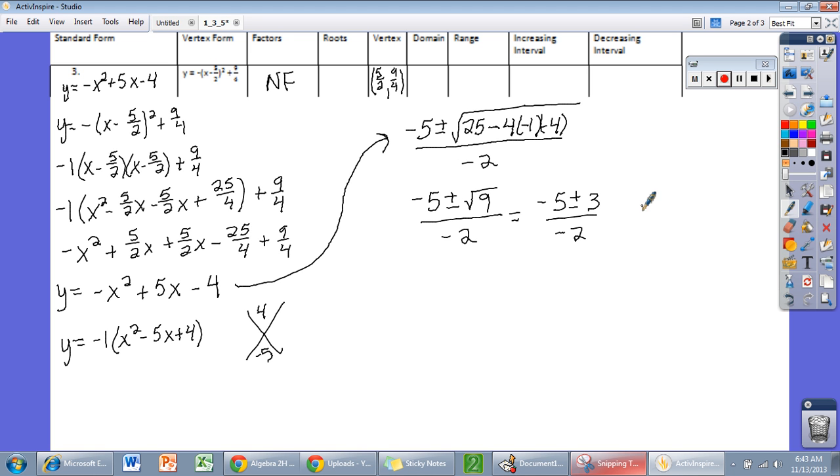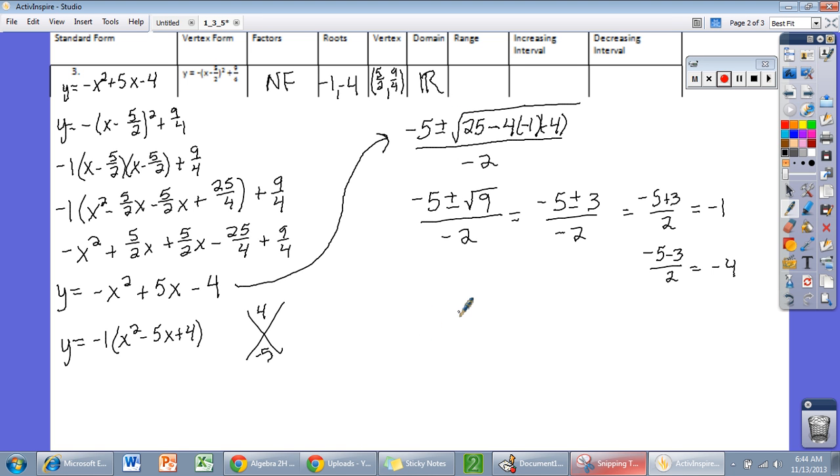So negative 5 plus 3 over 2: negative 5 plus 3 is negative 2, over 2 is negative 1, and negative 5 minus 3 over 2 is negative 8 over 2 is negative 4. So those are our roots, negative 1 and negative 4. So our domain here is all real numbers.